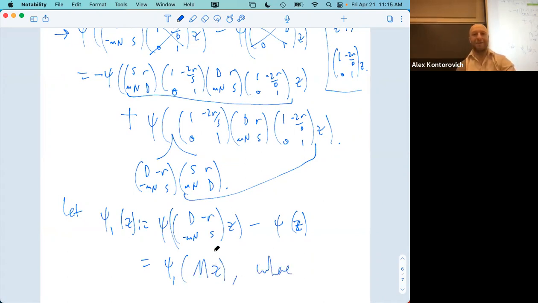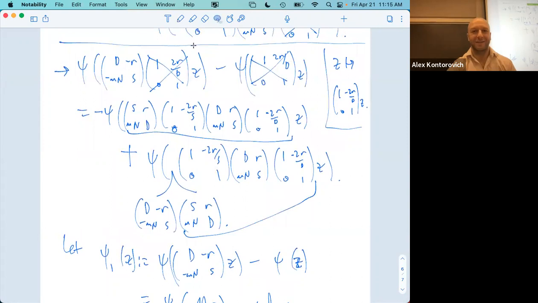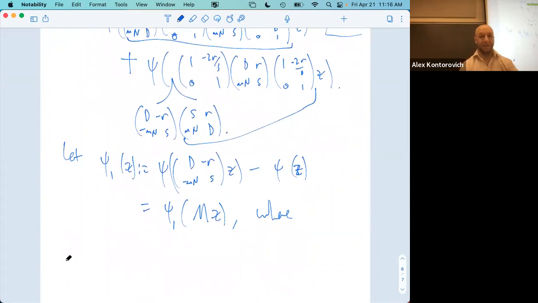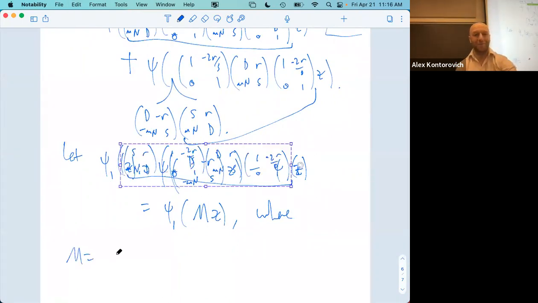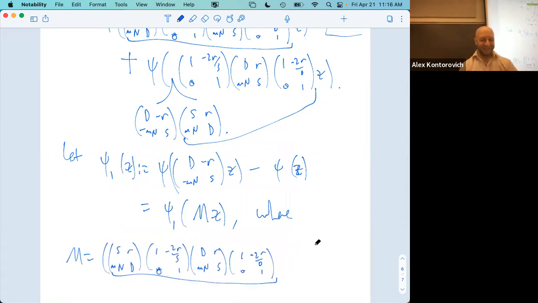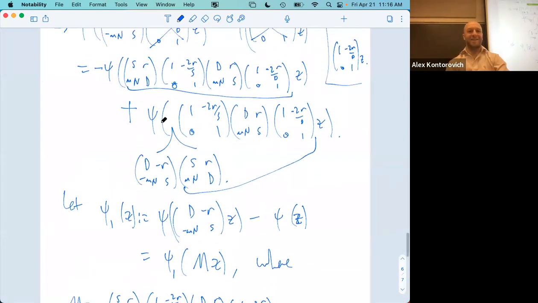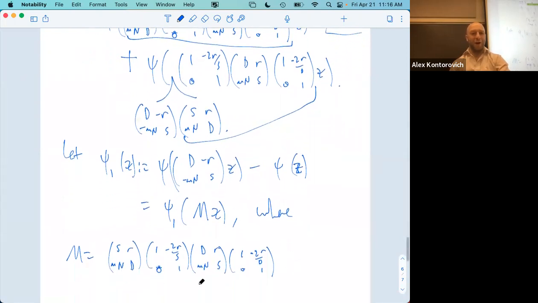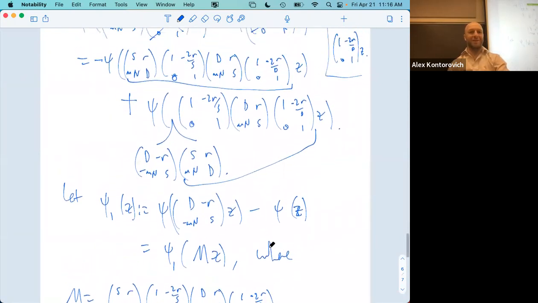Where capital M is what's inside of here. It's actually equal. So you define the psi1. So it's this with the D in front minus this without the D in front, which is exactly psi1 of M, where M is this big matrix. Do you guys see that?